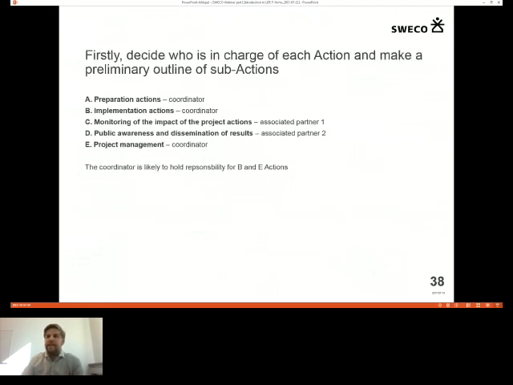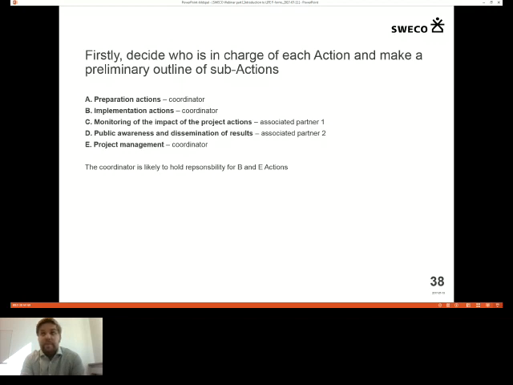We'll jump on to slide 38 and start to look into the different actions more in detail. As I said on Tuesday, and as many of you probably know, LIFE has a clear division of action structure. So A is preparation actions, B is implementation actions, and those are the main actions of the project. C is monitoring of the performance indicators, very important part. D is the public awareness and dissemination of results, basically what's called communication and dissemination in other EU-funded programs. And E is project management.